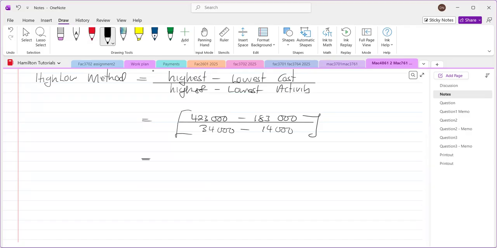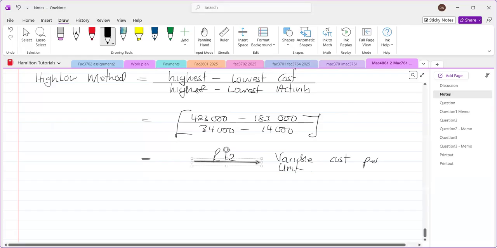Right, then we can get our answer. So if I say 34 minus 14, that gives me 20. Then 423,000 minus 183,000 divided by 20,000, that is going to give me 12 rand per unit. And that 12 rand per unit is our variable cost per unit. So this calculation here will always give you the variable cost per unit.